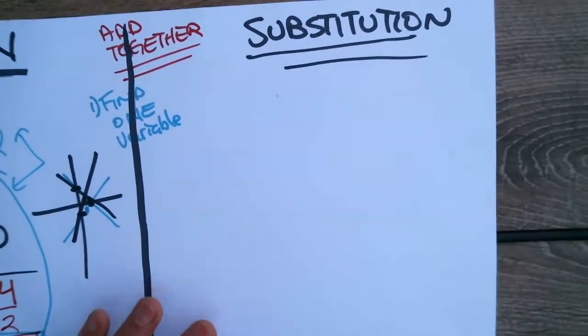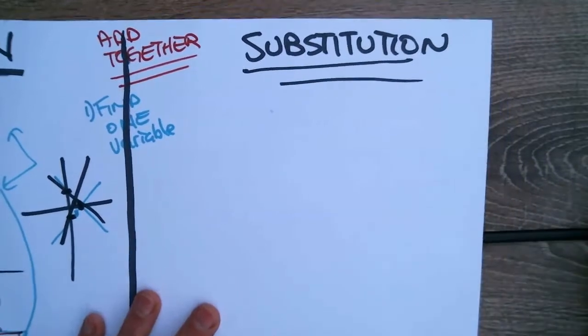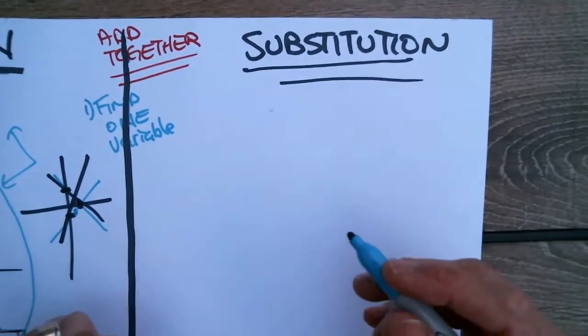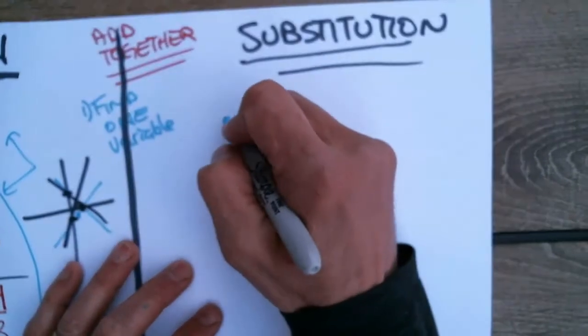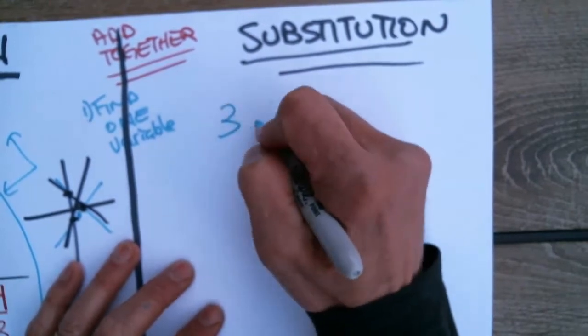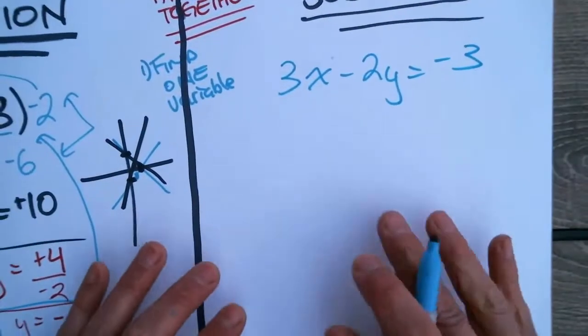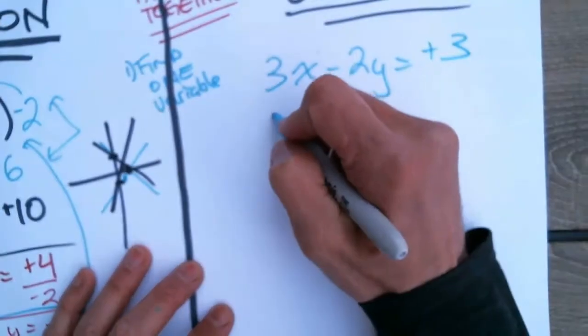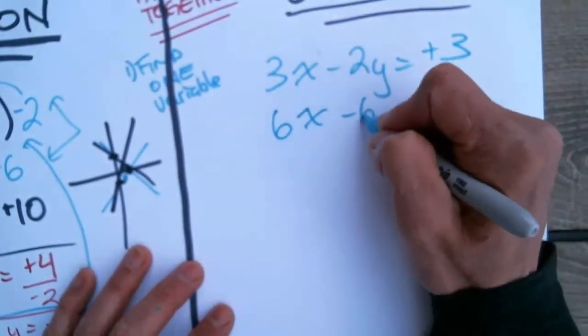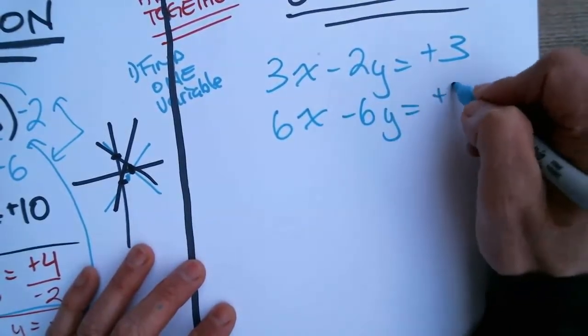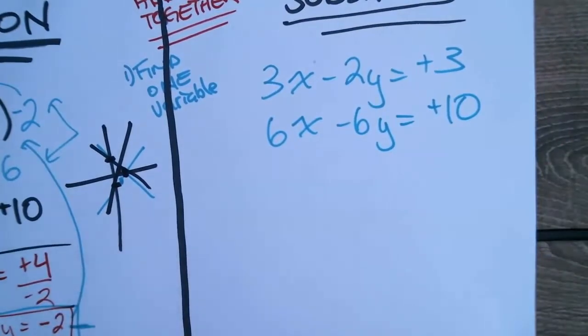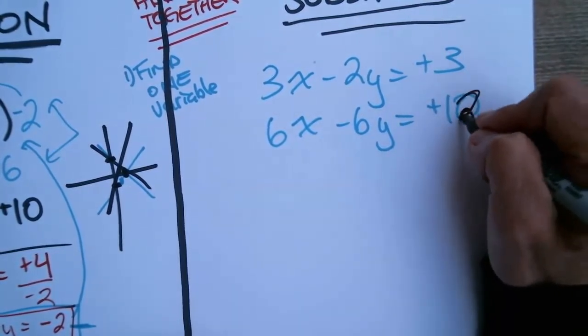Substitution. This one's a little more straightforward. But again, we have to use equivalent ratios to do it. So in this one, let's just do the same one. 3x minus 2y equals positive 3. And then I get 6x minus 6y equals positive 10. Okay, so in this one, I'm going to make this 12. I'll show you why in a moment.